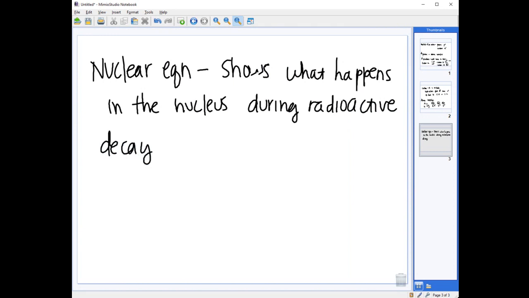Because we don't really care what's happening outside of the nucleus. We want to see what is going on within the nucleus. That's where our radioactive particles are going to come from.